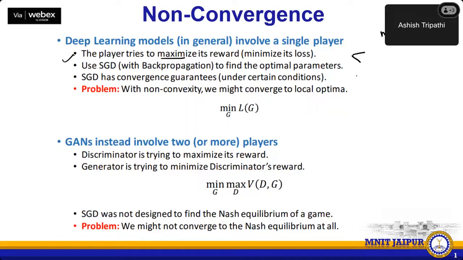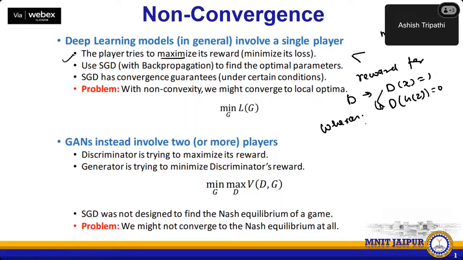In my case, the reward for discriminator D is that it should produce D(x) equal to 1 and it should produce D(z) equal to 0. This is the reward for the discriminator. Whereas the reward for the generator G is that D(z) should produce 1. This is the reward for the generator network. So rewards are contradictory. That I am telling you again and again. So this is the min-max problem.